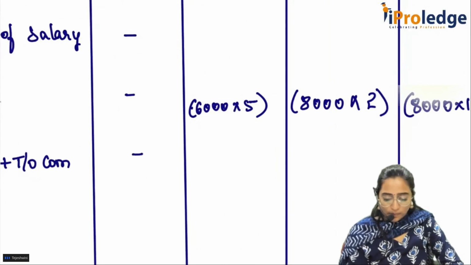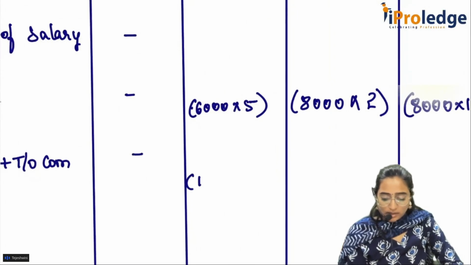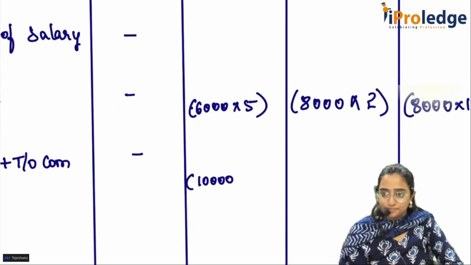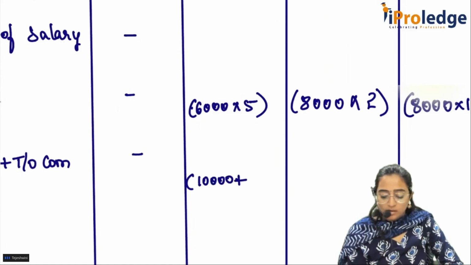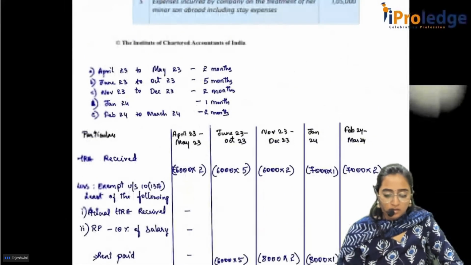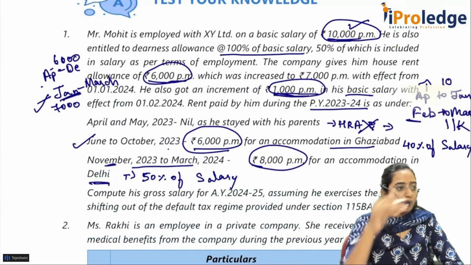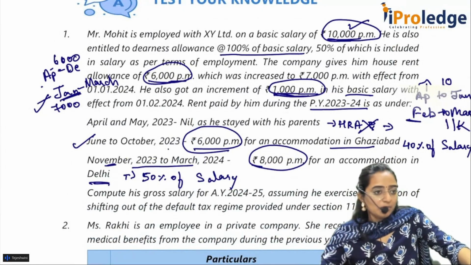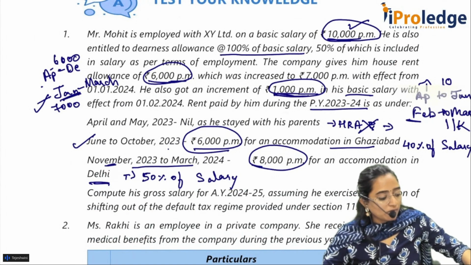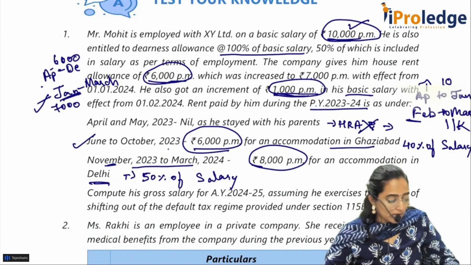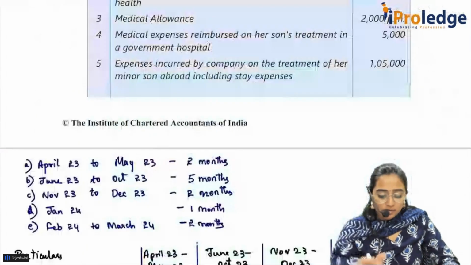Here it is nil. Basic is very well 10,000 per month plus DA. So DA is going to be 100% of the basic salary. Whatever is given there, the same thing is given here. But what is forming part of retirement benefits? Only 50%. So for the purpose of calculation, how much are you considering? 5,000.